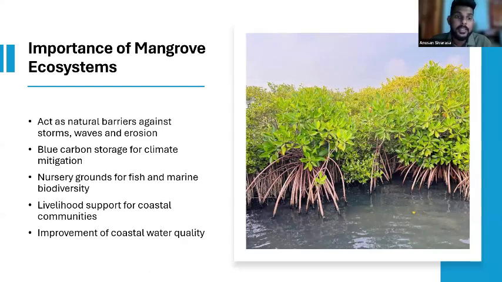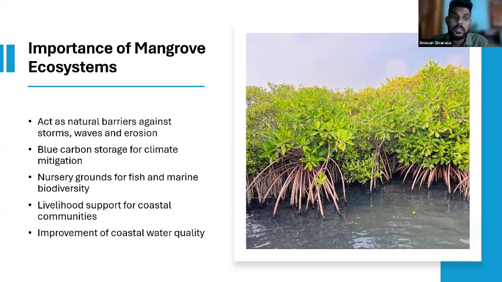Mangroves can act as natural barriers against storms, waves, and erosion. As you see in this picture, it is a mangrove species called Rhizophora. It has a distinctive root system. These roots can trap sediments and help reduce coastal erosion. This root system can also reduce wave energy and help reduce coastal flooding.